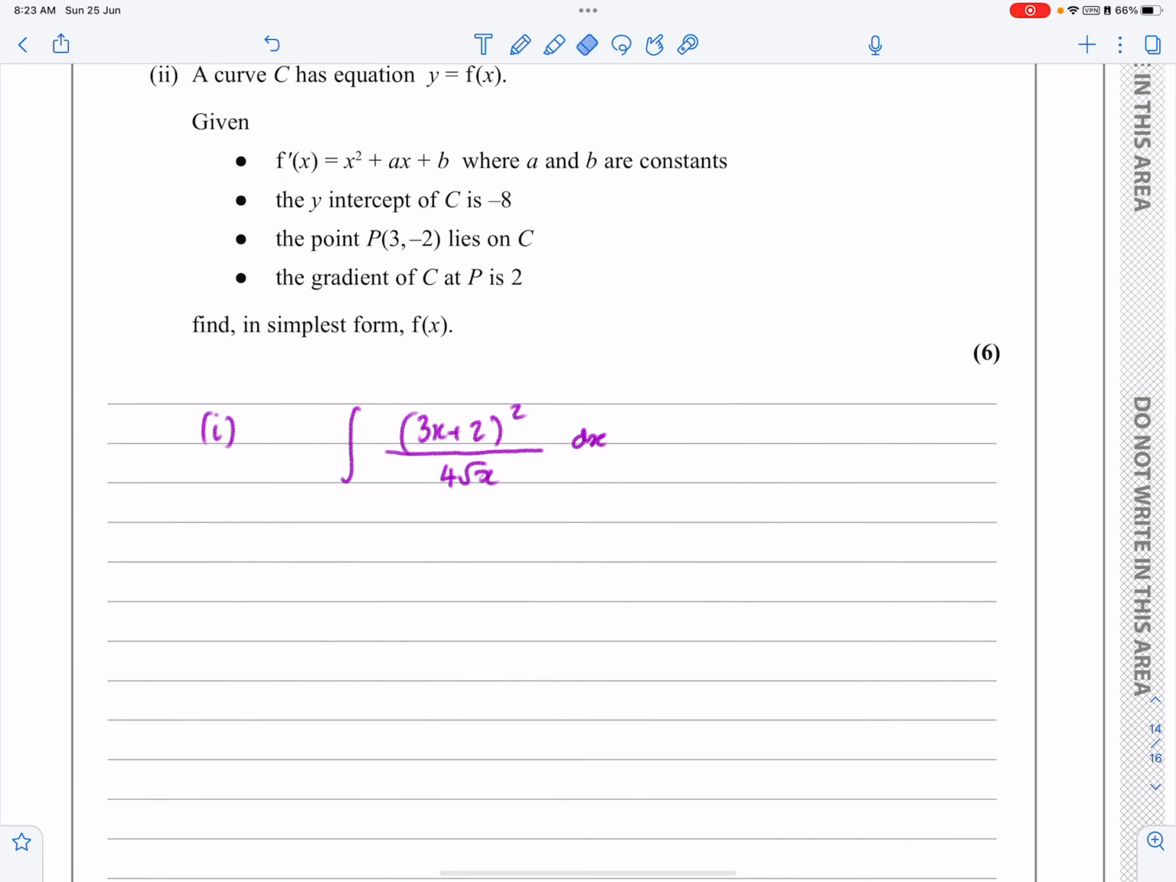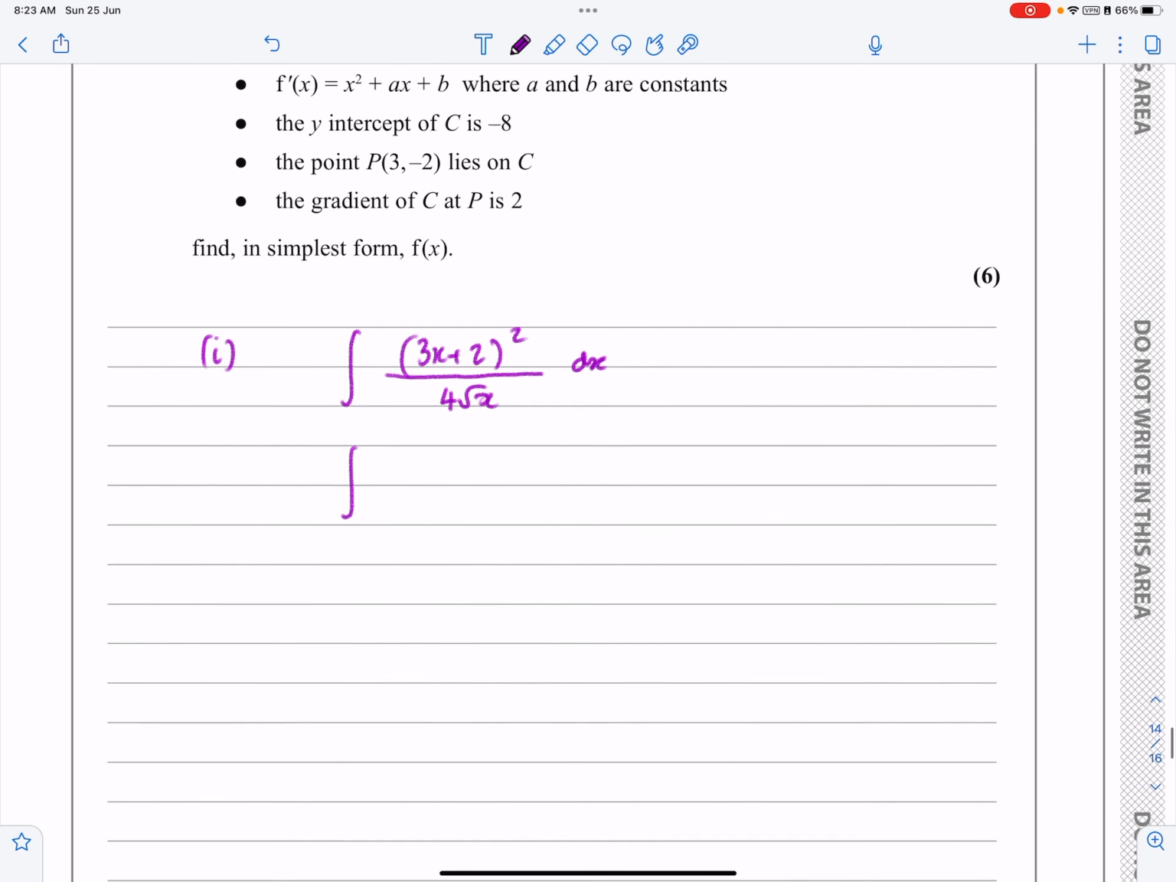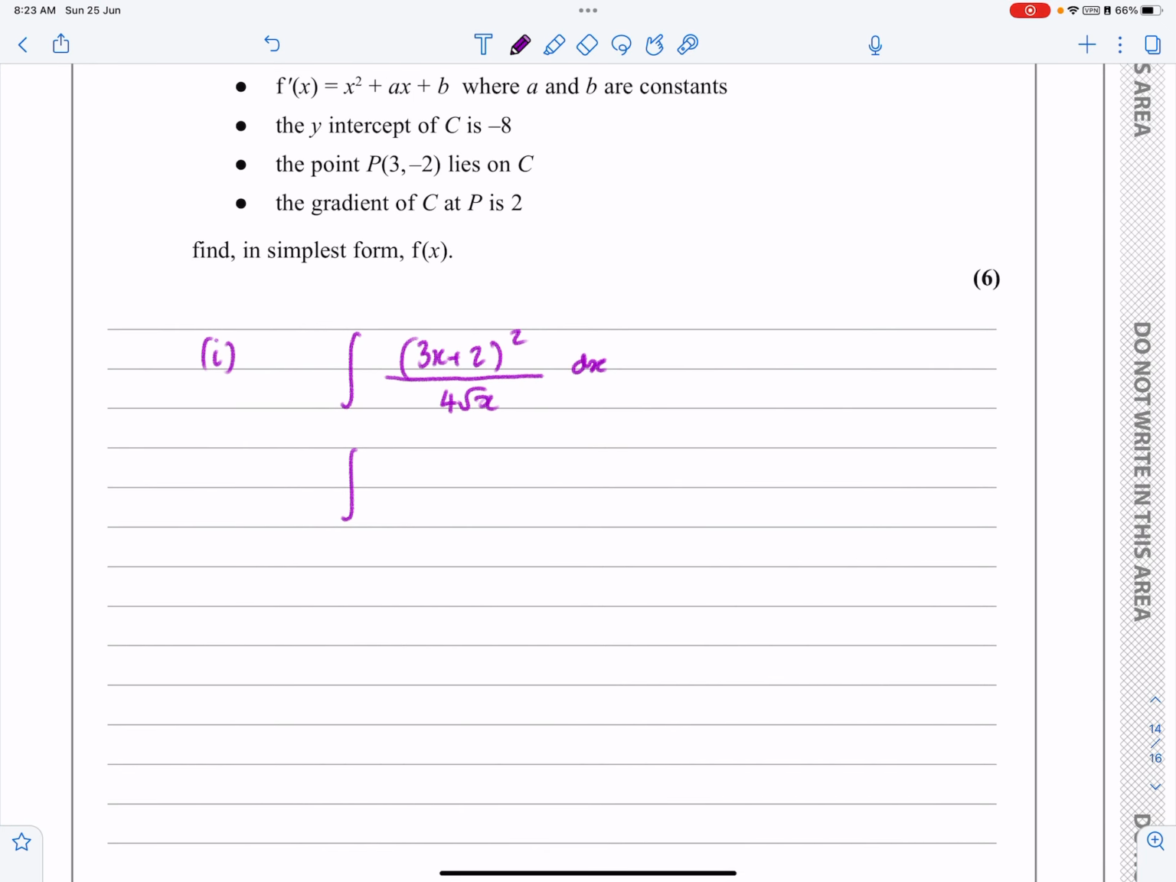Okay, let's actually have a go at doing that. So all the time we're going through and doing this, I haven't integrated yet. I've got to get it in an integratable form, so leave the integral in the question. Multiplying out (3x + 2)², you can do it yourself as (3x + 2) times (3x + 2), and take your time over it.